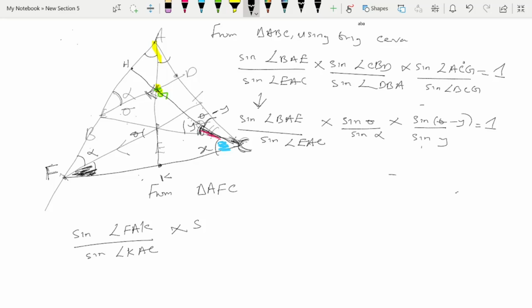But we can actually get this because you know this is theta, and we know this is also theta. Now let's do some angle chasing again. We know that angle BEF is equal to theta, alternate angles, right?